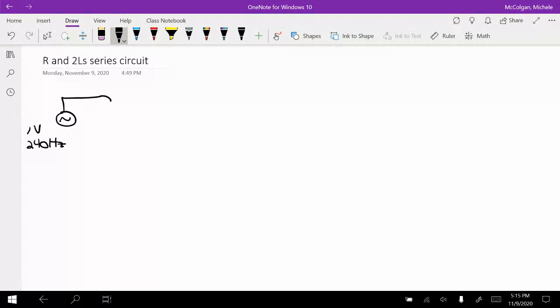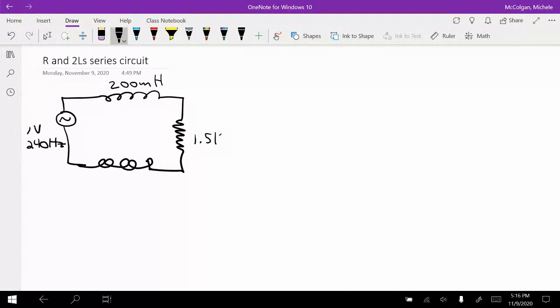And we're going to have an inductor, a resistor, and another inductor. The top inductor is going to be 200 millihenries, the resistor is going to be 1.5 kilo ohms, and the bottom inductor is going to be 1 Henry.